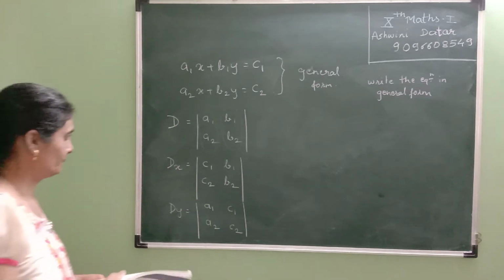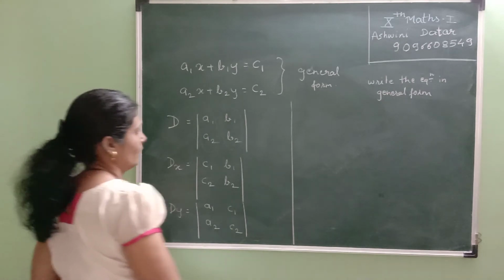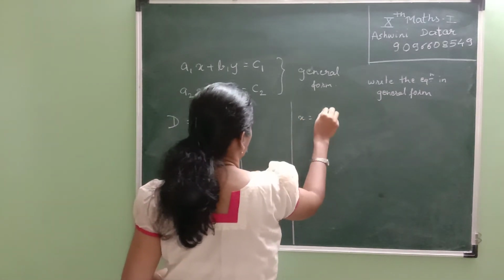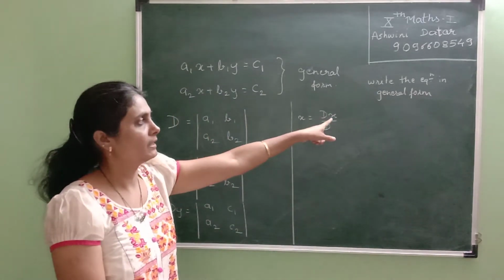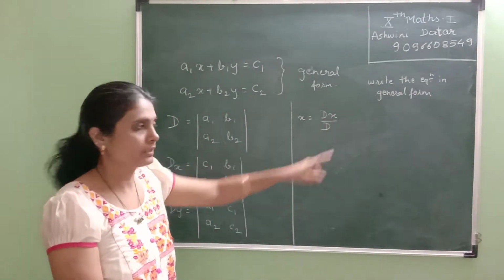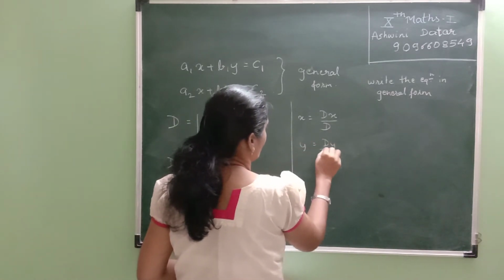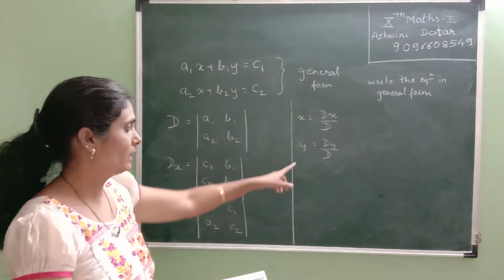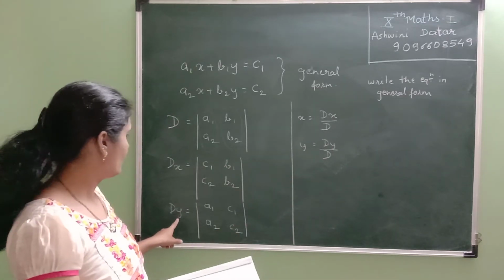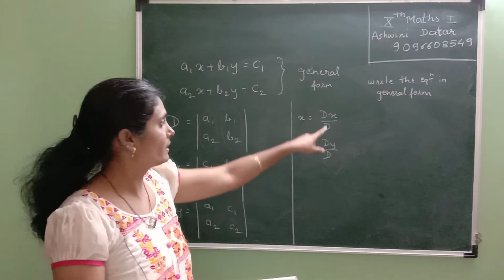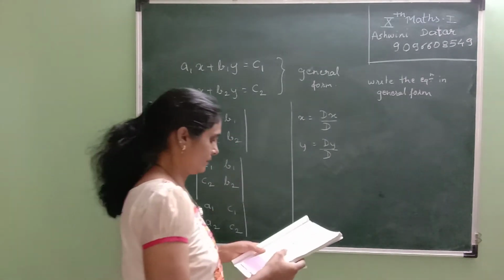Now how to find the value of x? The value of x will be equal to Dx upon D, that is the value of determinant Dx divided by the value of determinant D, and y will be equal to Dy upon D, this determinant Dy divided by the determinant D.